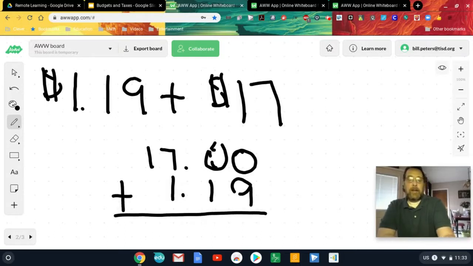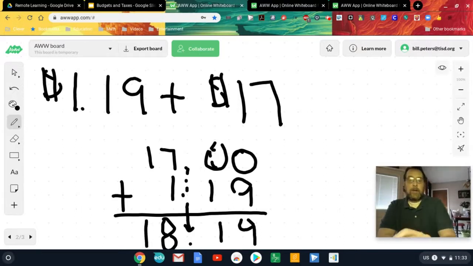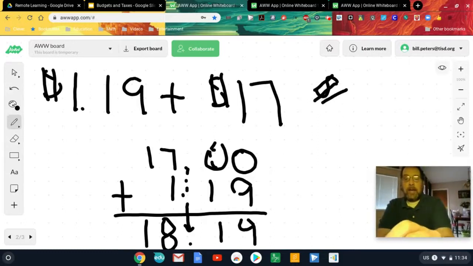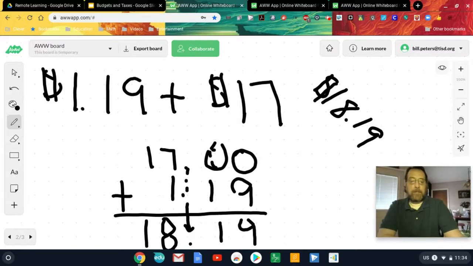And then I'm going to add 0 plus 9 is 9. 0 plus 1 is 1. Bring my decimal straight down. 7 plus 1 is 8. 1 plus 0 is 1. So therefore, with a 7% sales tax, I will pay $18.19 for a $17 item.